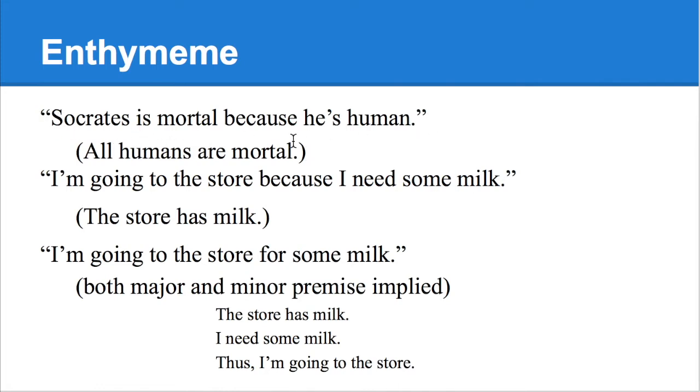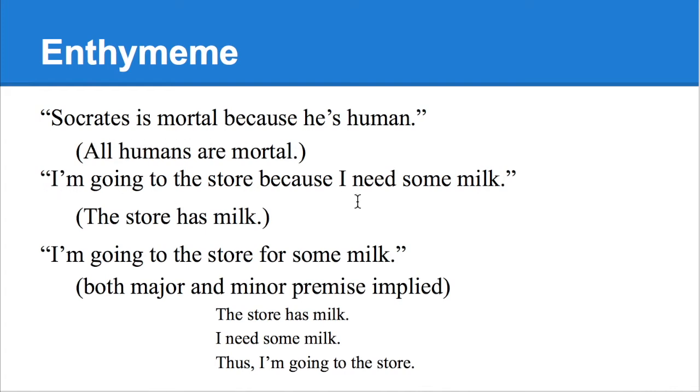Who needs to hear that part? I don't need to spell that out in an informal conversation with somebody. Socrates is mortal because he's human. Makes perfect sense because we all know that humans are mortal. I didn't even need to bother with explicitly stating that general rule of life, right? Now, enthymemes are interesting because you can leave out any of the 3 parts of the 3-part syllogism. You can leave out any of the 3 parts. Here we left out the major premise.